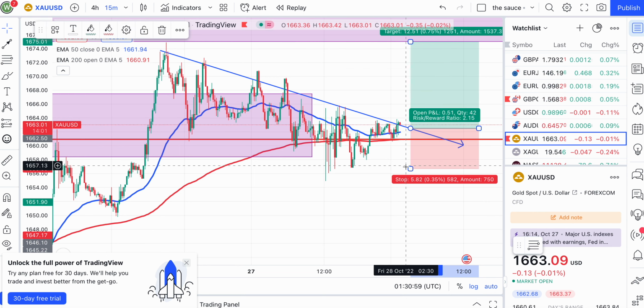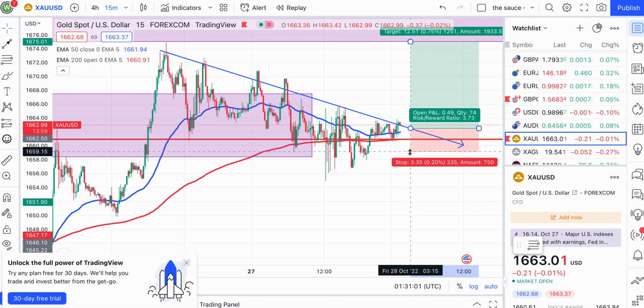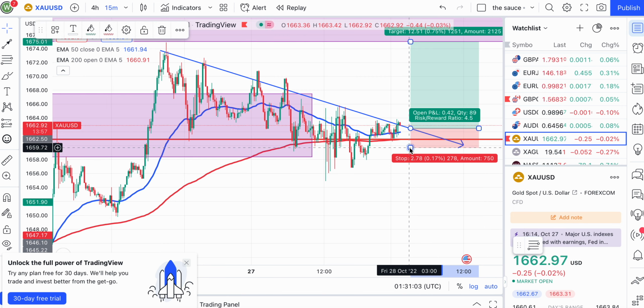One, two. My risk is right here. I'm only risking 278 pips to gain 1,251. That's a damn good risk to reward. That's four to five. You get what I'm saying? That's a damn good risk to reward. So I'm looking for it to come back down here, and then I'll take my final entry right here. I'm gonna go in again when it's down here.